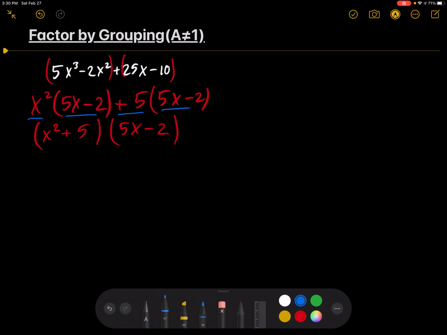Now that I'm thinking about it, there's almost nothing different from when you factor by grouping and A is 1. It's just going to be a little bit more complicated. But just know that you should always be able to take something out of your original groups, and it should always be the same in the parentheses. If it's not the same in the parentheses, then you can't factor by grouping. You can't put that together like I just did. So I guess that's all we got to do for this video.